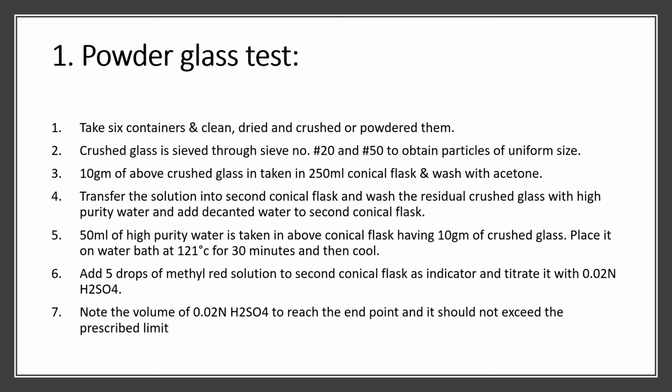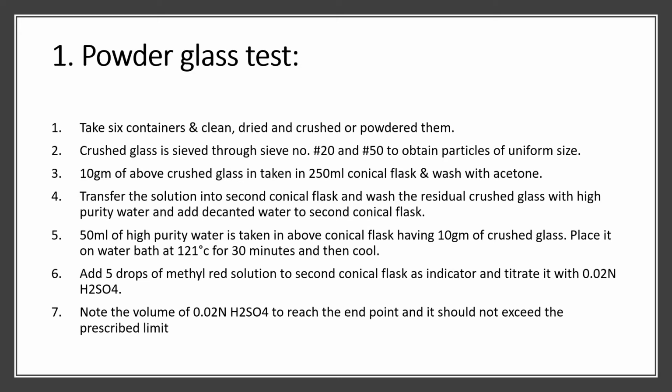First, you have to take 6 containers which have to be cleaned, dried, and crushed or powdered. Then the crushed glass is to be sieved through sieve number 20 first, and then sieve number 50 to obtain particles of the uniform size. Once you have obtained the uniform size particles, about 10 gram of the crushed glass is then taken into a 250 ml conical flask, and then it is washed with acetone. Then it is transferred into a second conical flask and the residue crushed glass is washed with high purity water and the water is decanted to another conical flask.